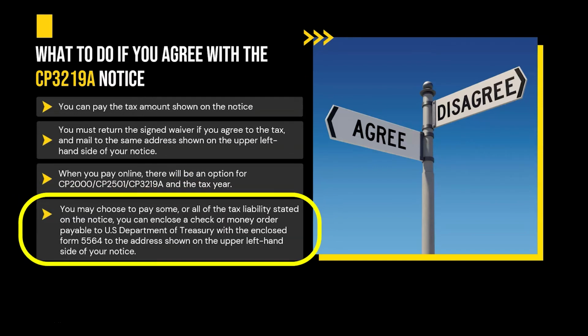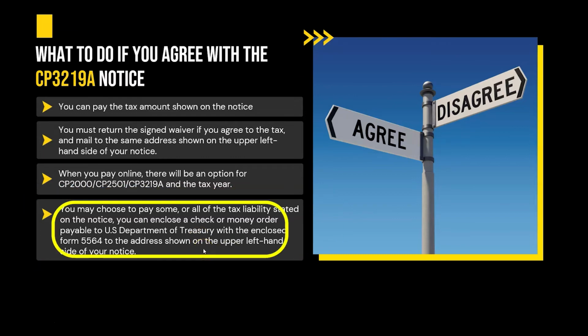If you agree, you're not required to pay all of the amount. You can pay some or all of the tax liability that's on the notice. You can enclose a check or money order, and then you make it payable to the U.S. Department of Treasury. And then you also have to enclose Form 5564 to the address shown on the upper left-hand side of your notice. It's very important. Whenever you get a notice, there's always an address on there that tells you where to mail your correspondence to.